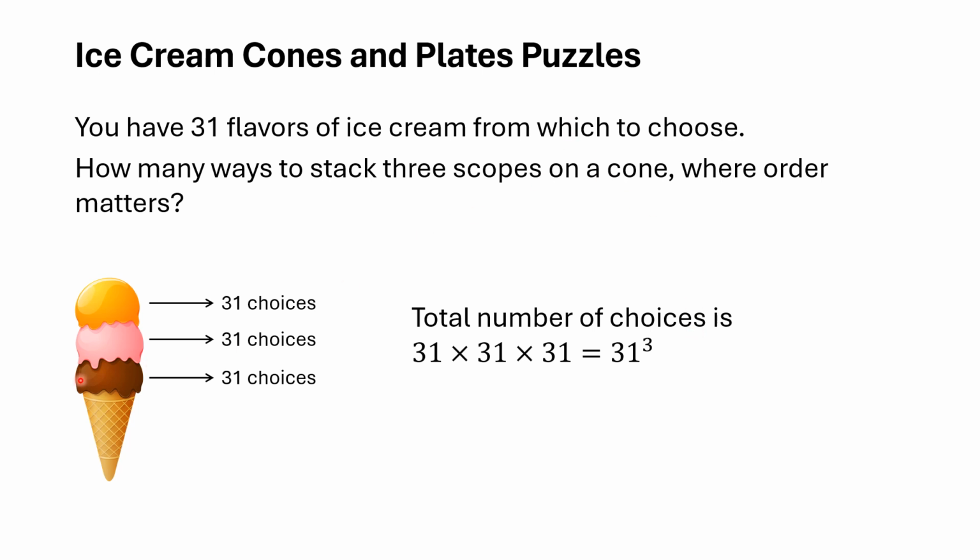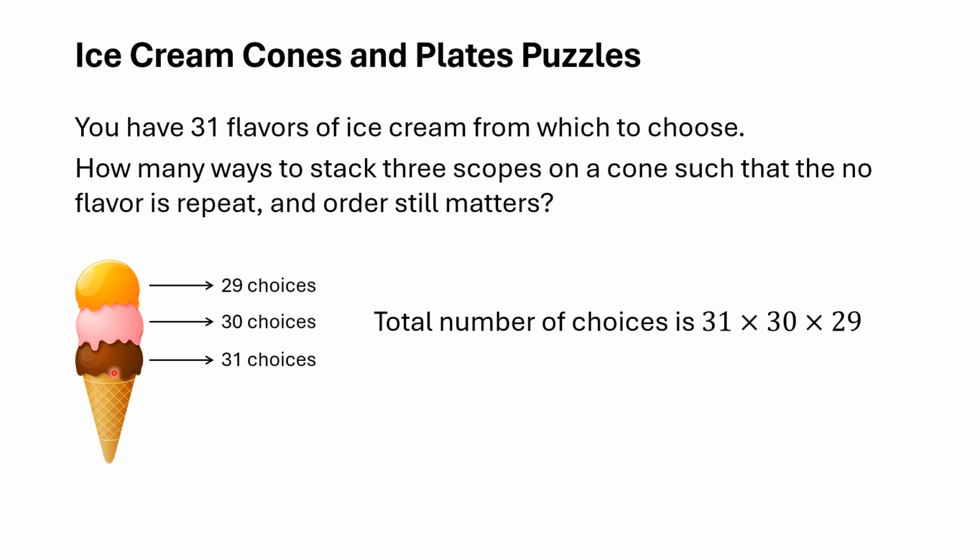So let's look at a variation of this in the next example. This is almost the same as the last example. We have 31 flavors. The order matters, but we're not allowed to repeat. So once you pick your first flavor, then you only have 30 choices. And then you can't repeat either one of these 2, and you only have 29. So in that case, you have 31 times 30 times 29. You have a few less choices because of the restriction of not being able to repeat.